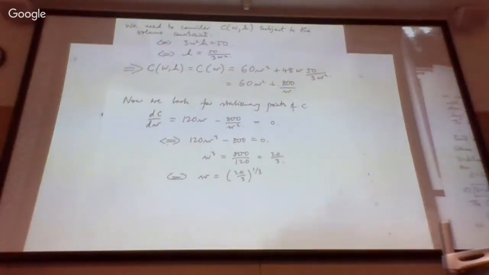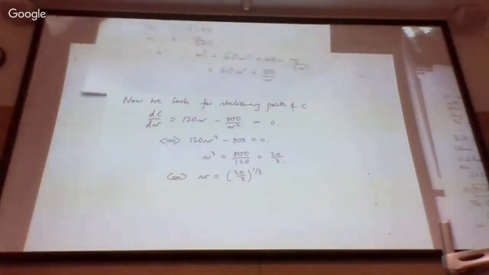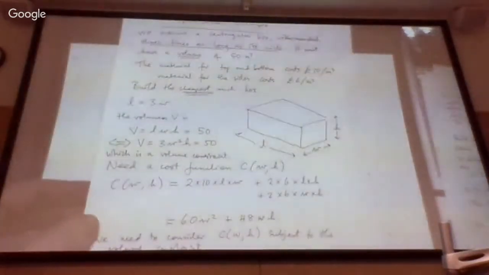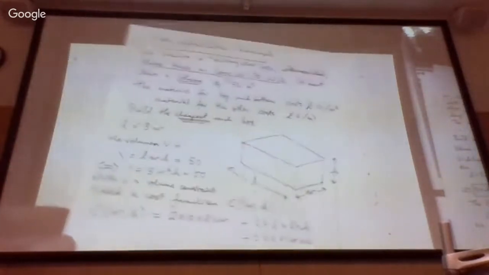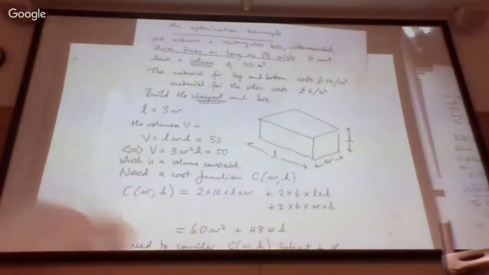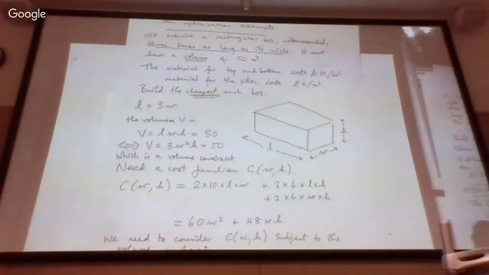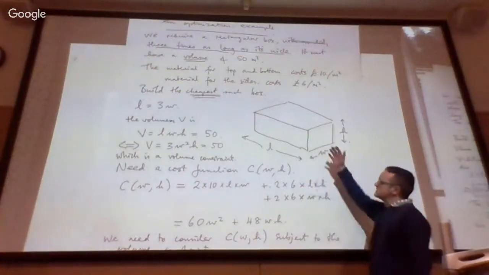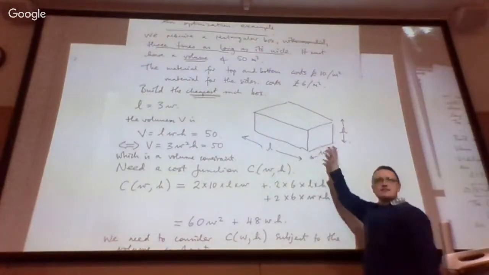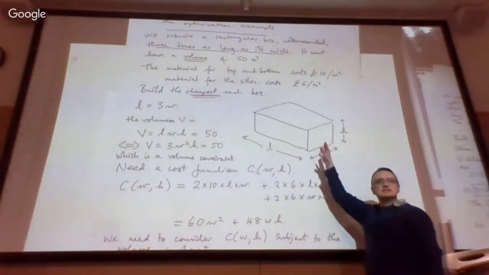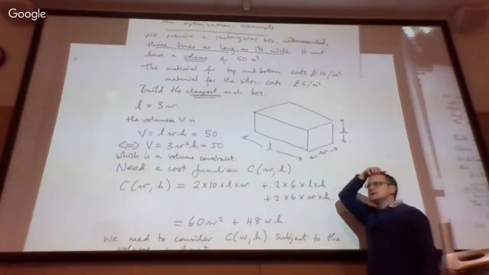We can go on, check the second derivative and classify it, but we could probably reason that it has to be a minimum point. I mean, if you think about the original problem, if you were to be a bit silly, could you build a very, very expensive box that satisfies the constraints?